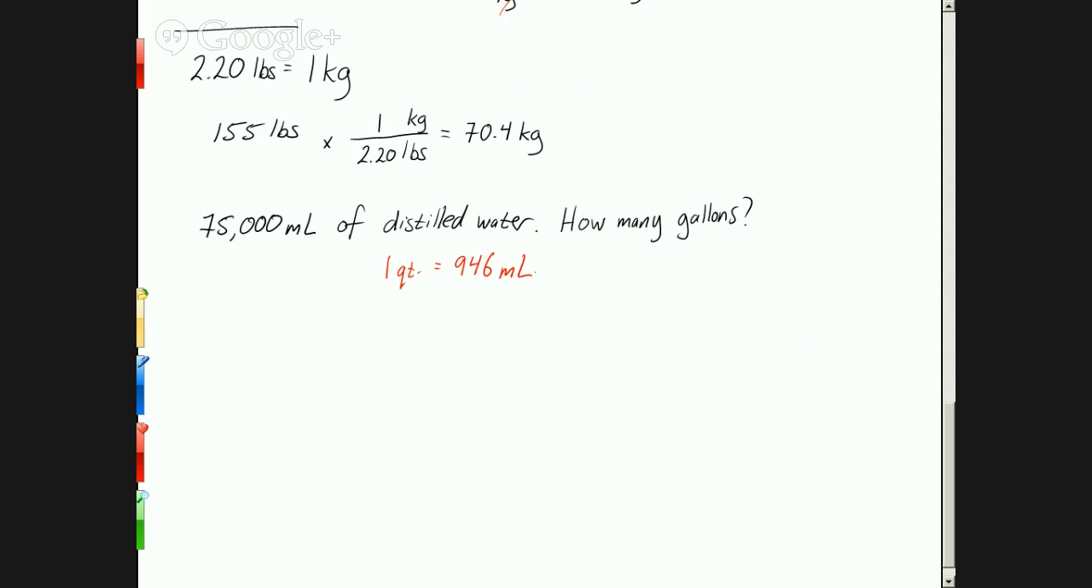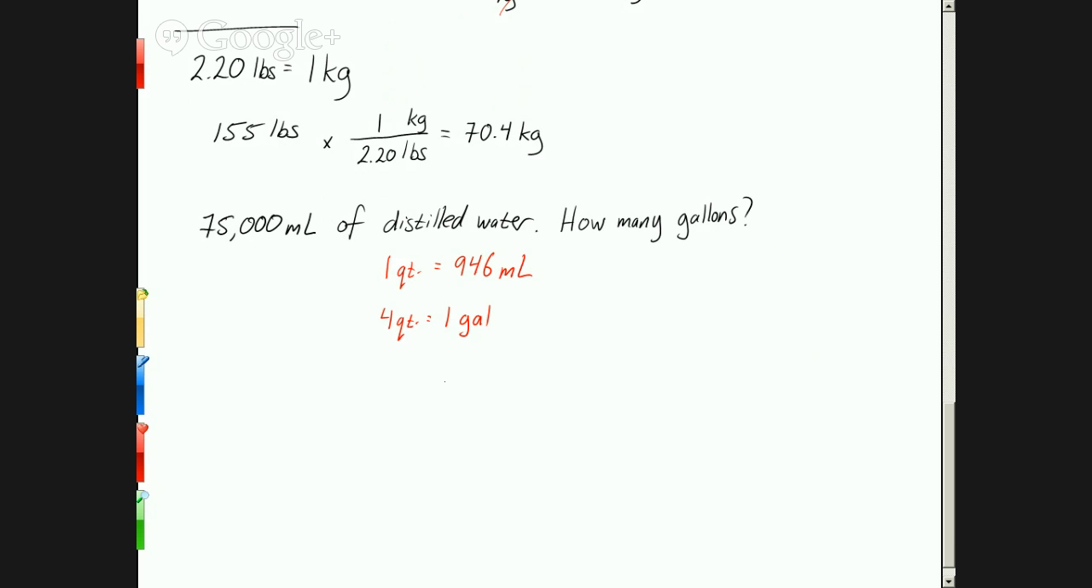How many quarts are in a gallon? 4. So we've got 4 quarts per gallon. Okay. Well, you might be right. We'll probably get ahead a little bit.